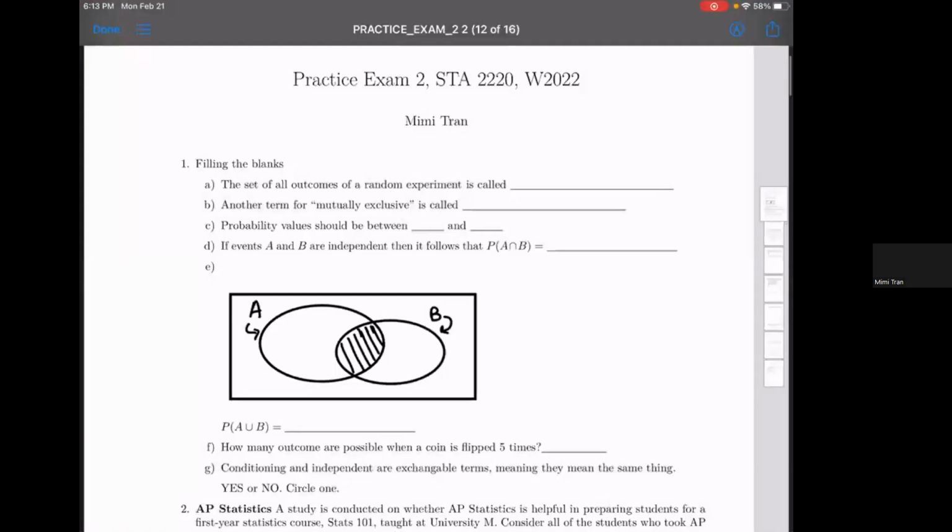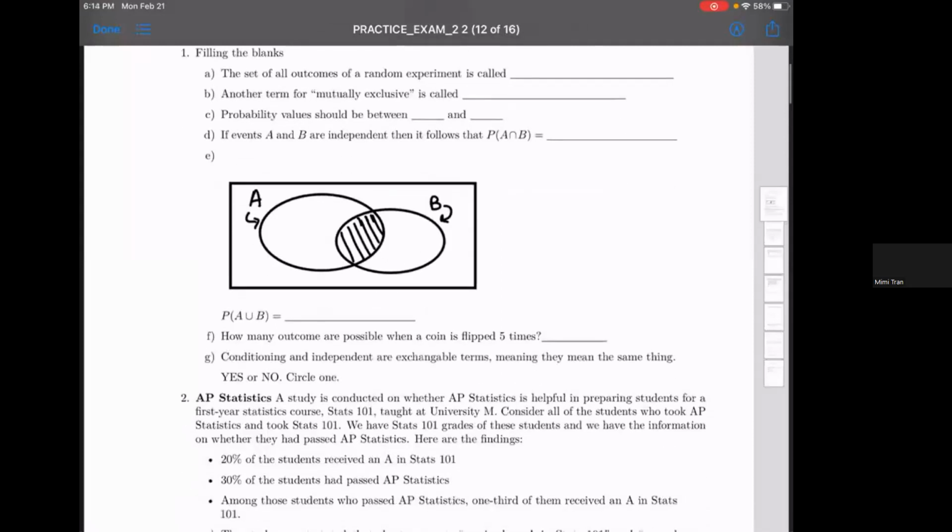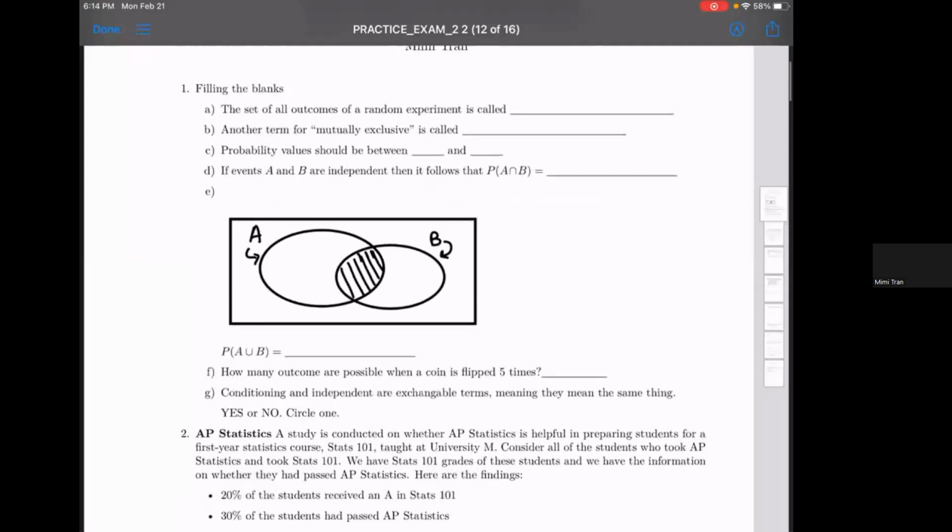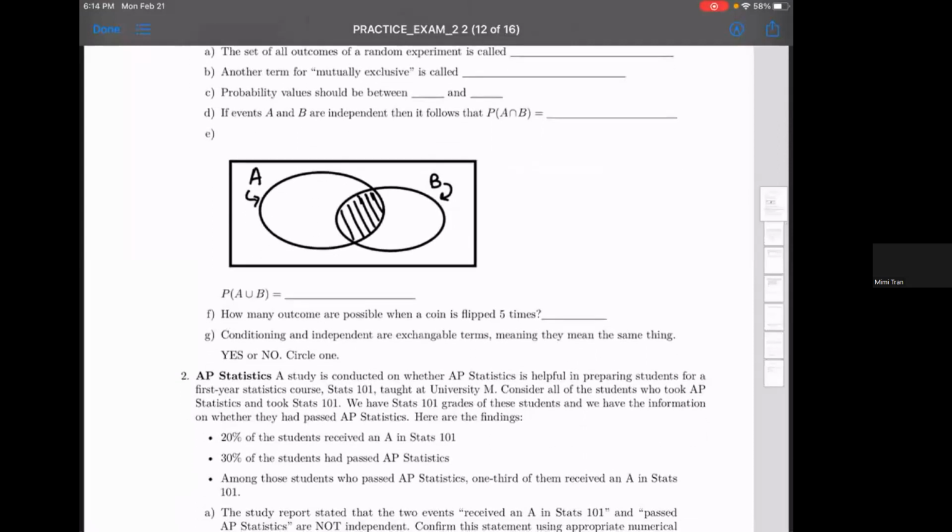Okay, so today I'm gonna go through some of the problems on the practice exam. For number one, are you guys okay with number one? I hope you have a chance to take a look. For number two, 1F, you won't see anything like that on the exam. 1F, that's a counting problem.